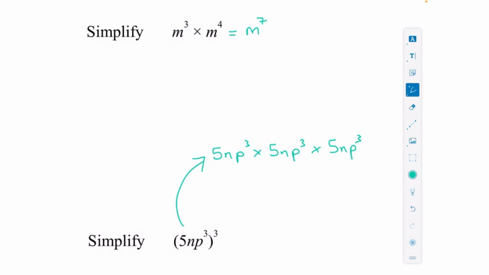But either way, 5 times 5 times 5 is 125, because 5 times 5 is 25, times that by 5 is 125. Then you've got n times n times n, which is n cubed. Remember, each of them has a little 1, if that helps. And then you've got p to the power of 9, because we're doing p cubed times p cubed times p cubed. So that's our final answer for that one.